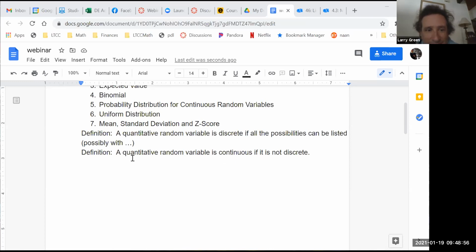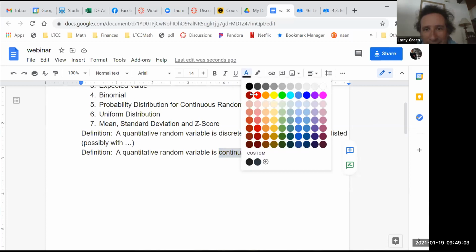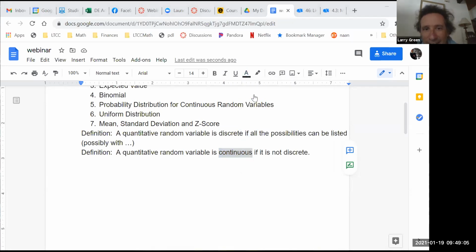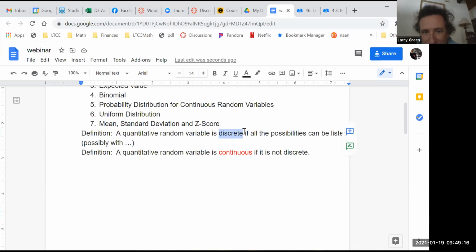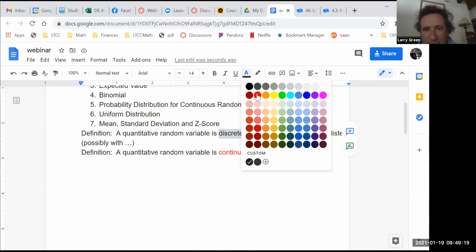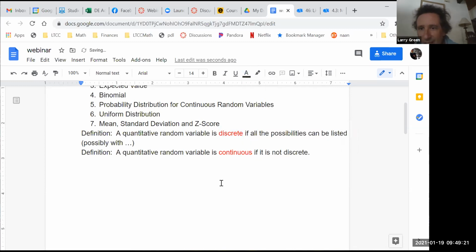The second definition is continuous. Yeah, maybe I'll make it red if you want. If you weren't seeing it. I don't know if that helps. There we go. Does that help? Okay, so the second definition is definitely about continuous. It was written, but again, putting it in red sometimes helps out.